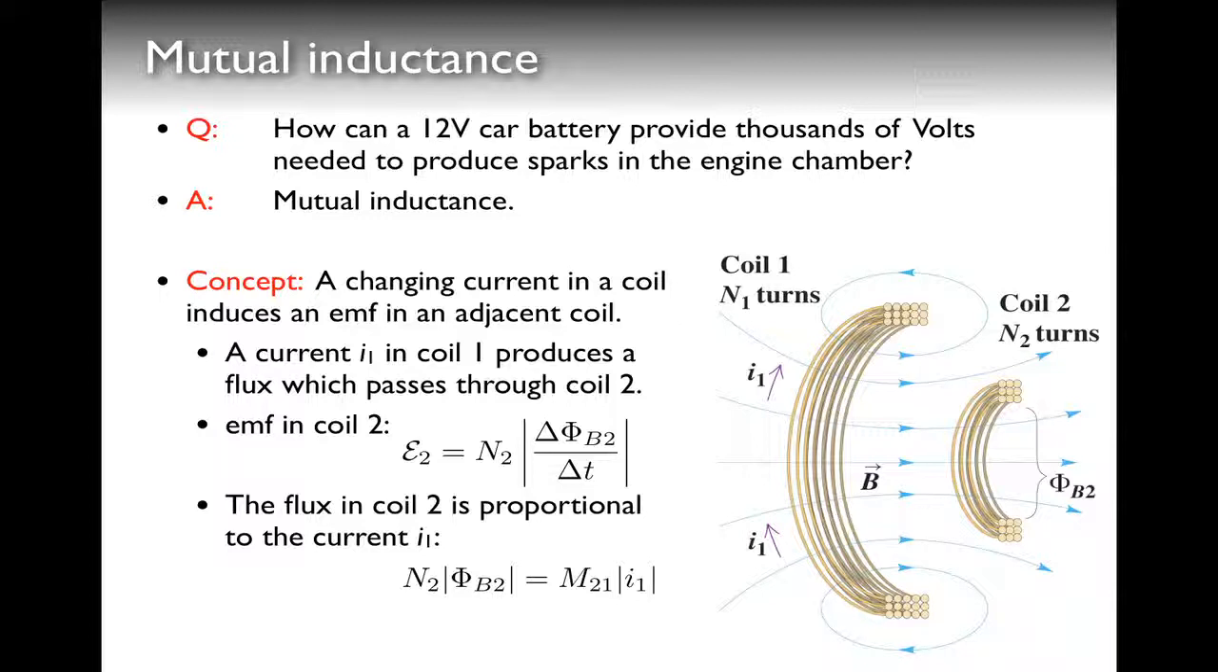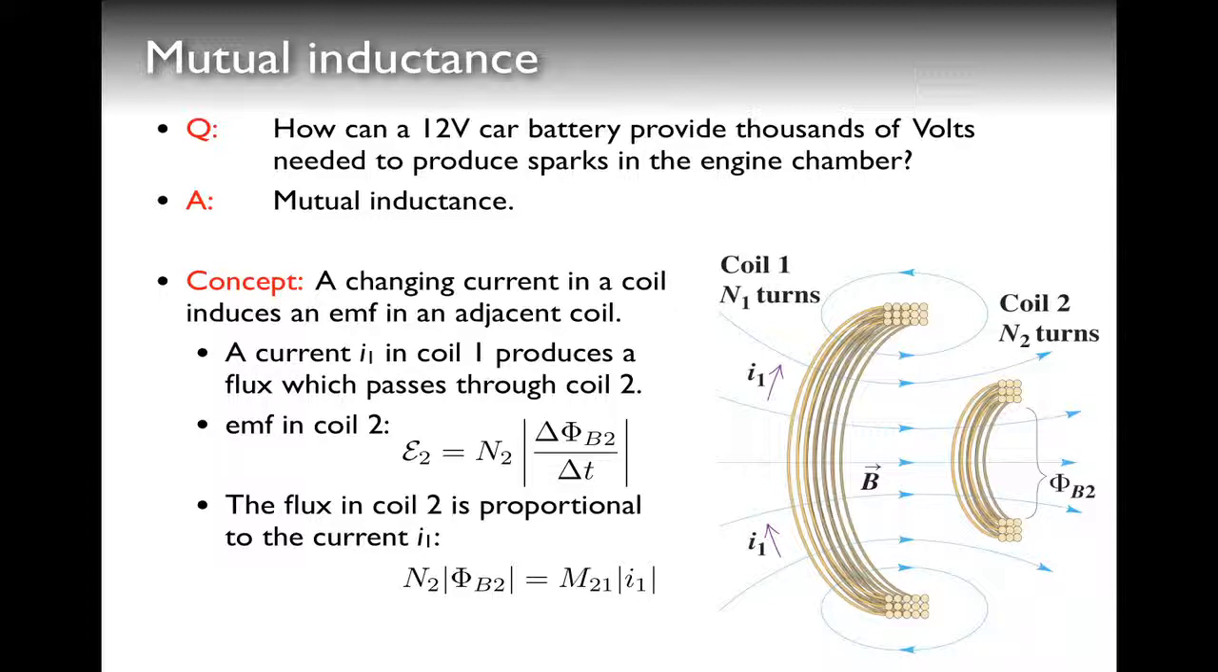You have coil 1 that carries current I1 and has N1 turns. It will produce a magnetic field B that is shared by coil number 2 that has N2 turns, and therefore you have a flux Phi B2 produced by the magnetic field of coil 1 going through coil number 2. So the current I1 in coil 1 will produce this flux which passes through coil 2, and therefore we can calculate now the EMF in coil 2, which is going to be E2, which is the number of turns of coil 2 multiplied times the change d phi B2 divided by dt. However, the flux in coil 2 must be proportional to the current I1, meaning that the number of turns N2 times phi B2 has to be some proportionality constant, let's call it M21, times the current I1.